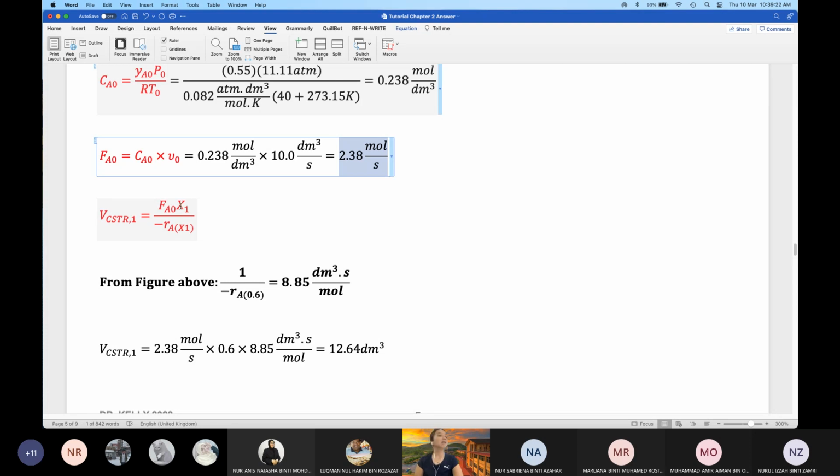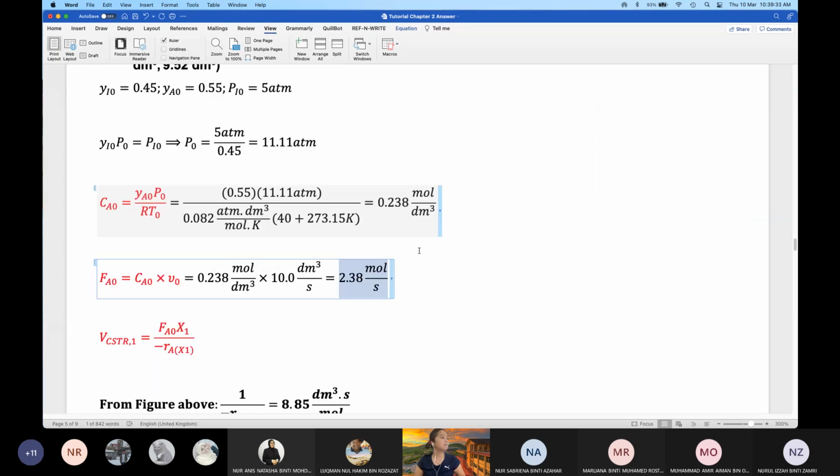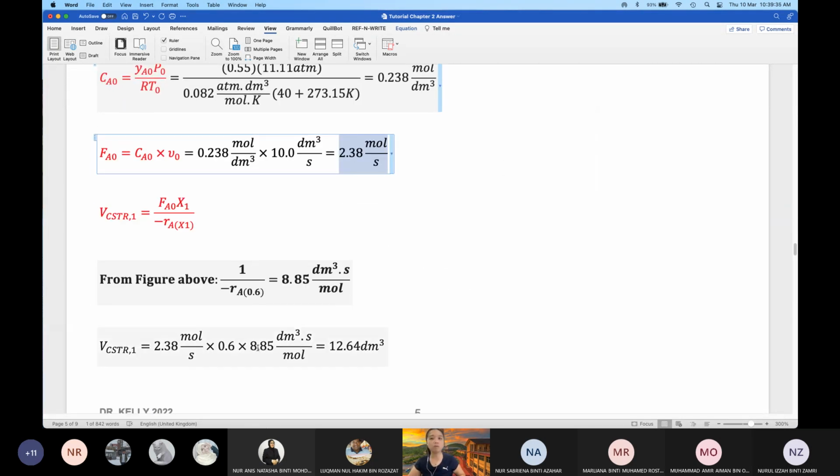Then you have to find from the plot, when my X is 0.6, 1 per minus RA is 8.85. So you multiply with 8.85. Don't forget, if you use the plot, you multiply directly, because the plot is 1 per minus RA at the X you want to find. So it was 8.85, you multiply, you get the volume of your CSTR1 as 12.64. So that is done for the first reactor.